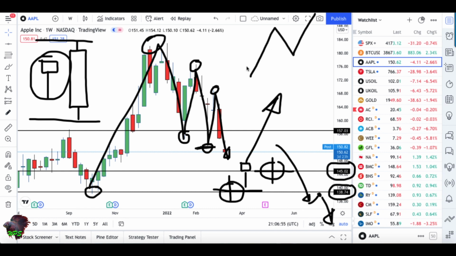Okay. So we have a swing low, swing high. Okay, we have a resistance. So now we are in a pullback mode. Okay, we are waiting for the market to show us if it's going to bounce off of this support or if it's going to go back to resistance here, break out, pull back, and continue on. Okay, so this is what we're looking at in Apple right now.